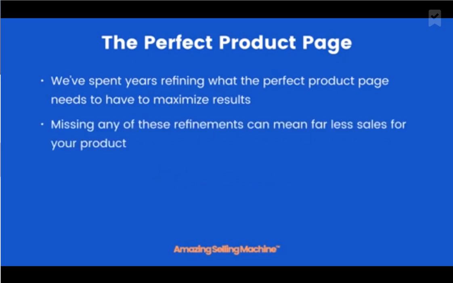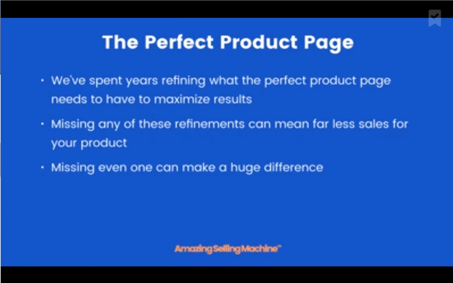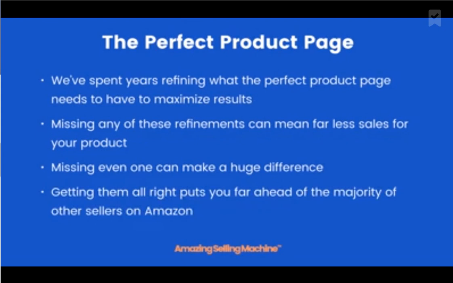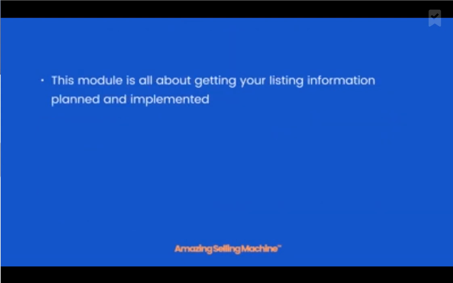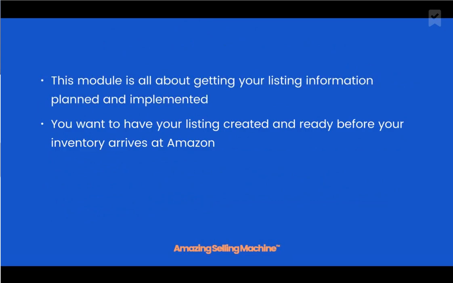Missing any of these refinements can mean far less sales for your product. In fact, missing even one can make a huge difference. Getting them all right puts you far ahead of the majority of other sellers on Amazon. And this module is all about getting your listing information planned and implemented. You want to have your listing created and ready before your inventory even arrives at Amazon.